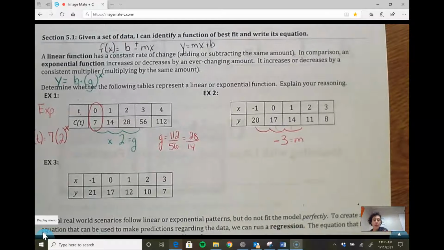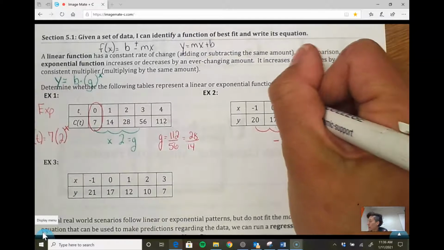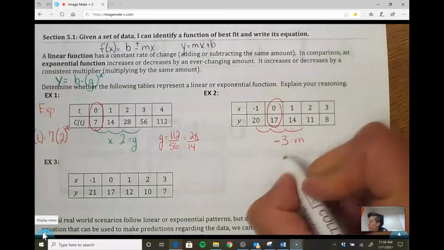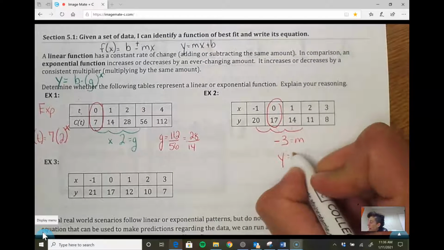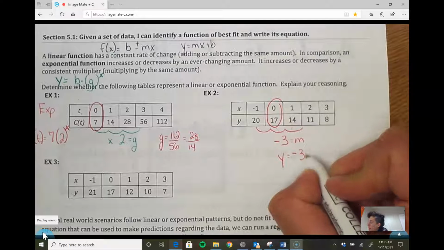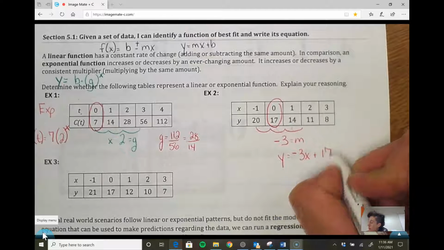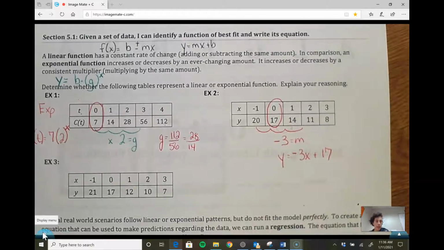And then that becomes your m value. And then you can write your equation because you can identify your y-intercept. And it goes y equals mx plus b. And I'm using x and y because that's what they use.